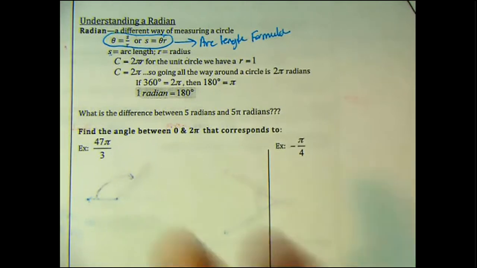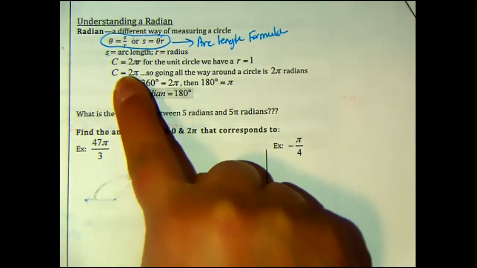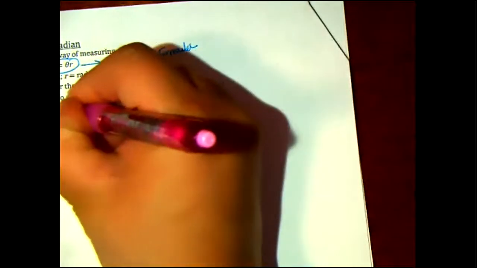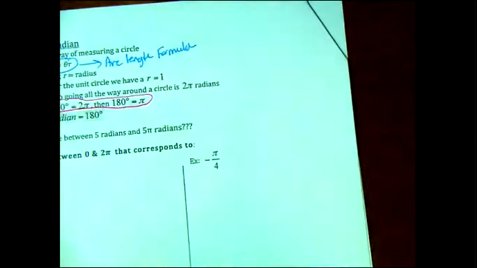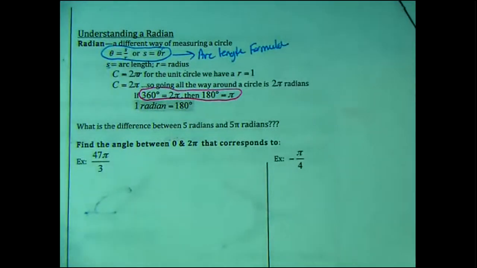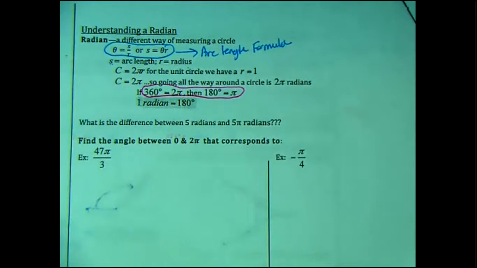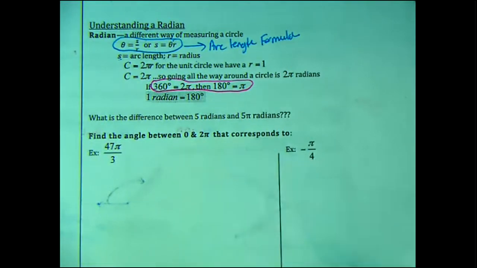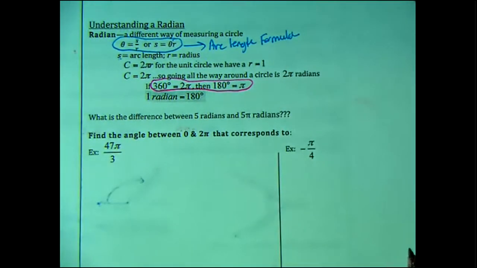So some places where our radius plays a factor here, we have our circumference, but I'm going to move on here. So if we remember correctly, right, we have this important information right here, okay? So 360 degrees is equal to 2 pi, and 180 degrees is equal to pi radians, okay? So pi is equal to 180 degrees, okay? So when we want to find the angle between 0 and 2 pi that corresponds to these given angles, it's the same thing as asking 0 and 360 for degrees.